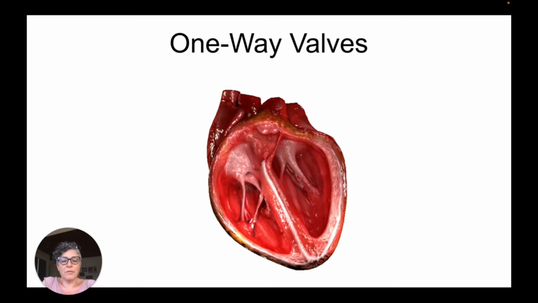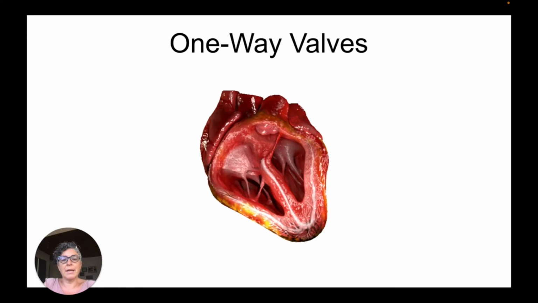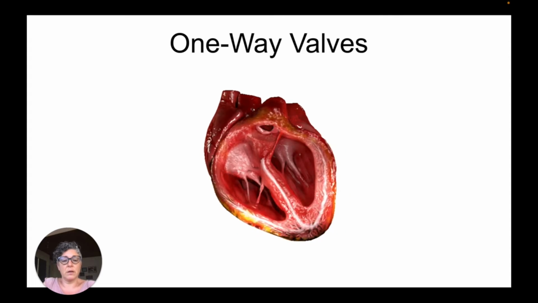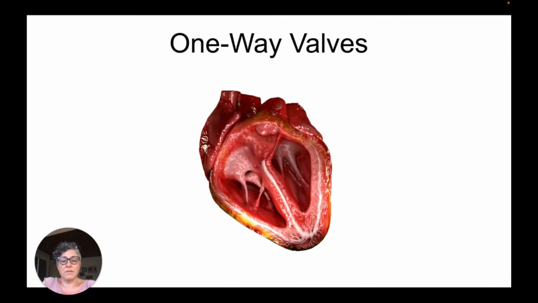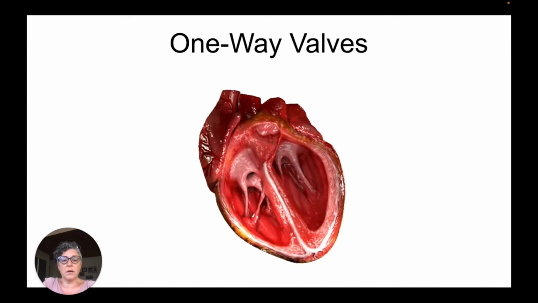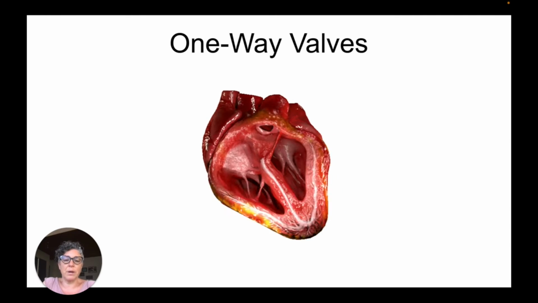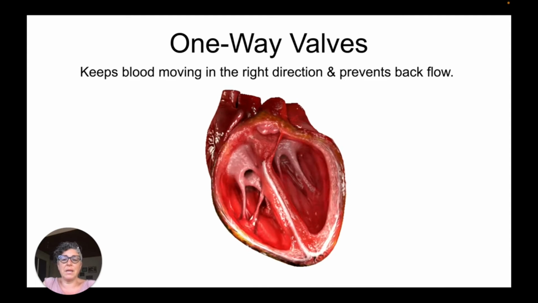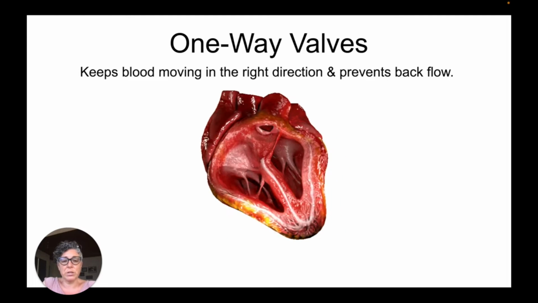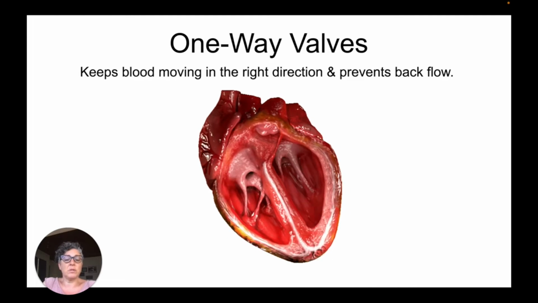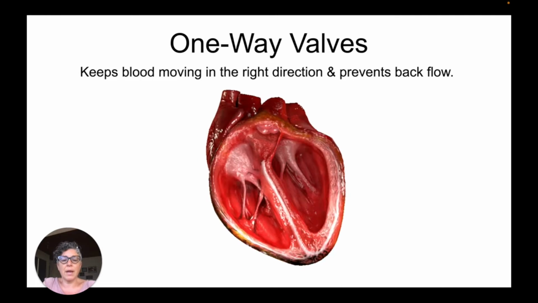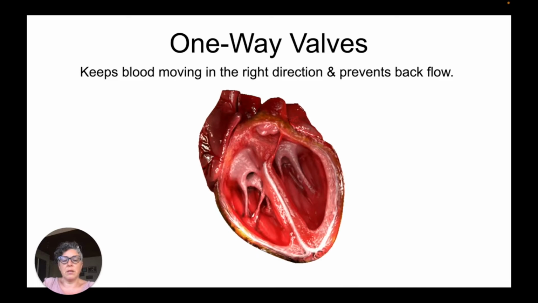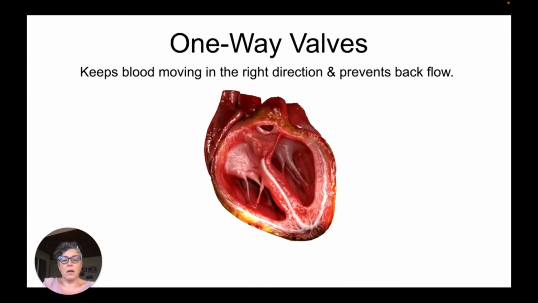So here we have what looks to be a very good animation of the one-way valves that are in the heart. Remember, we've seen that there are 4 valves in the heart, 2 on the right and 2 on the left. And basically what valves do is they keep blood moving in the right direction and they prevent what's called backflow.